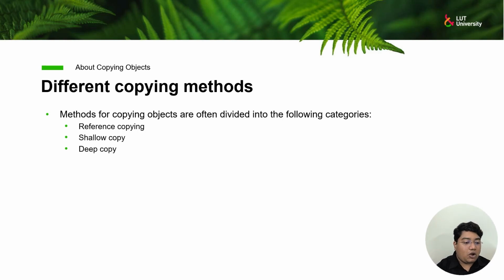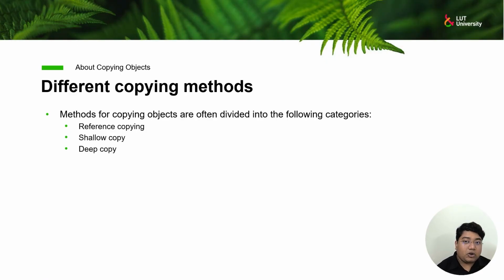We just saw that copying isn't always as simple as it looks. So it's useful to separate copying into three different ideas. The first one is reference copying. Here, we don't create a new object at all. We simply create another name for the same object. The second one is shallow copying. A new object is created, but its member variables are copied exactly as they are. If one of those members is a pointer, only the pointer value is copied.